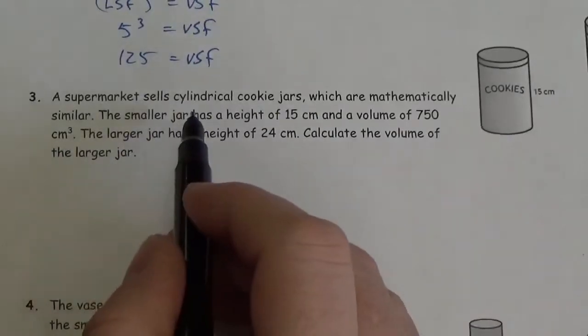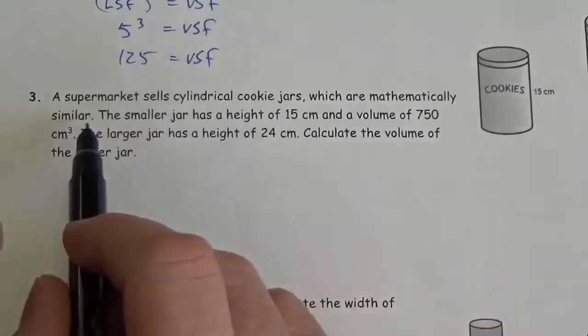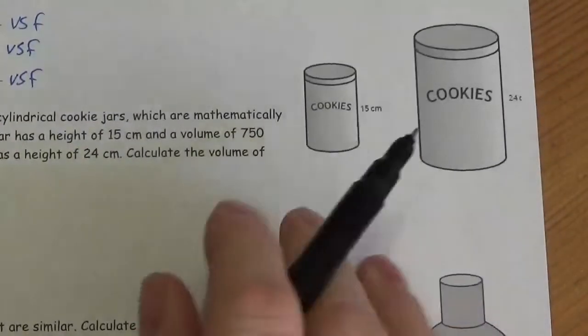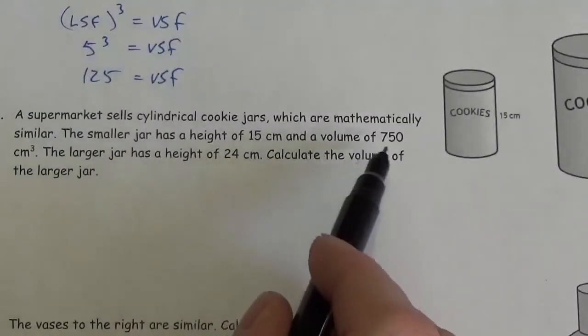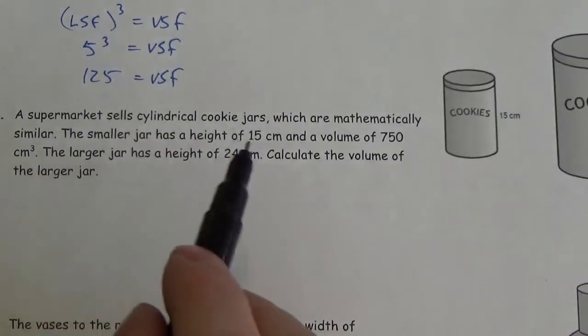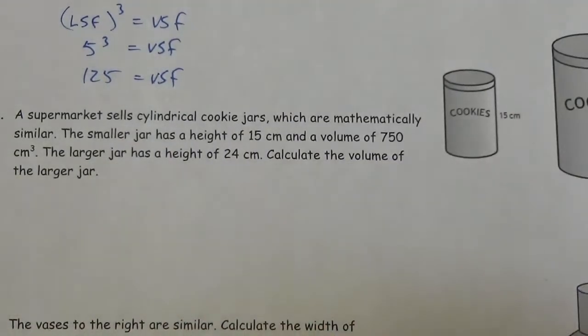A supermarket sells cylindrical cookie jars, which are mathematically similar. The smaller jar has a height of 15. Okay, there it is. And the volume of 750 centimeters cubed. The larger jar has a height of 24 centimeters. Calculate the volume of the larger jar.